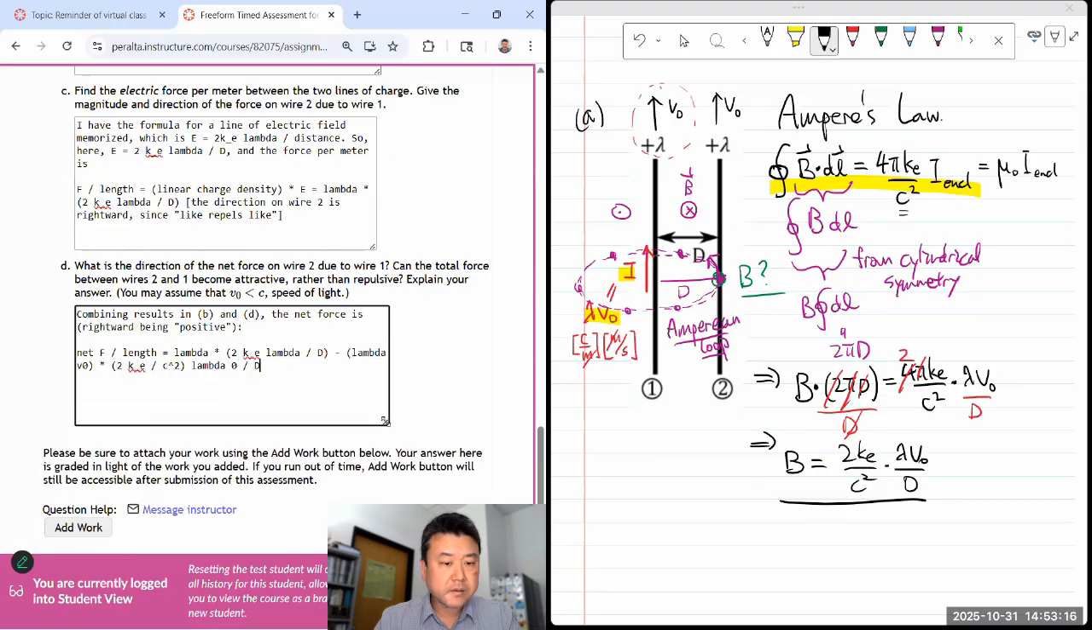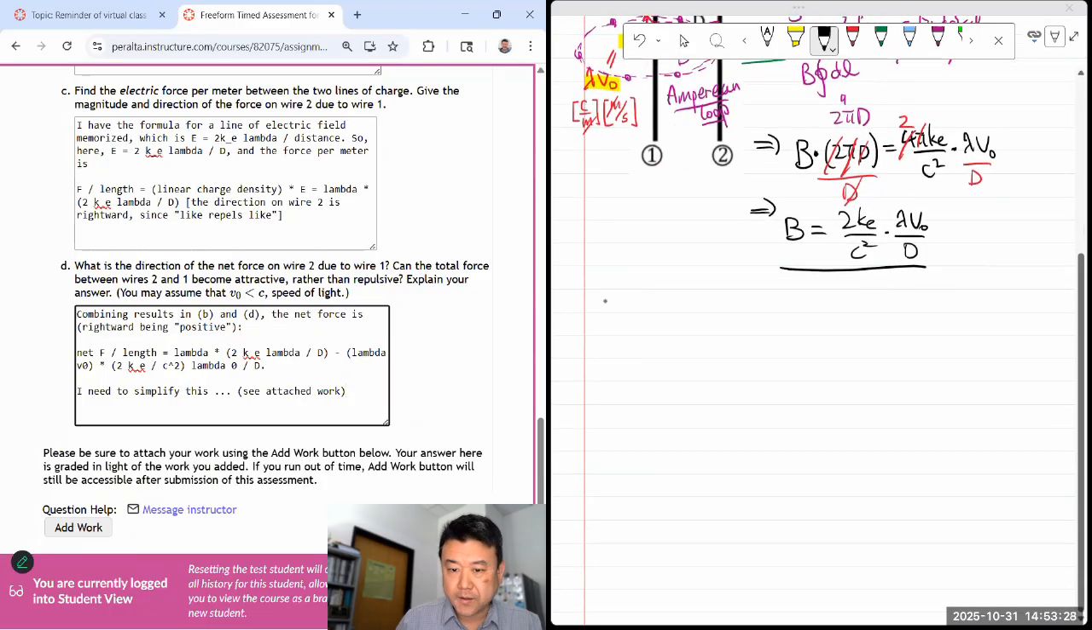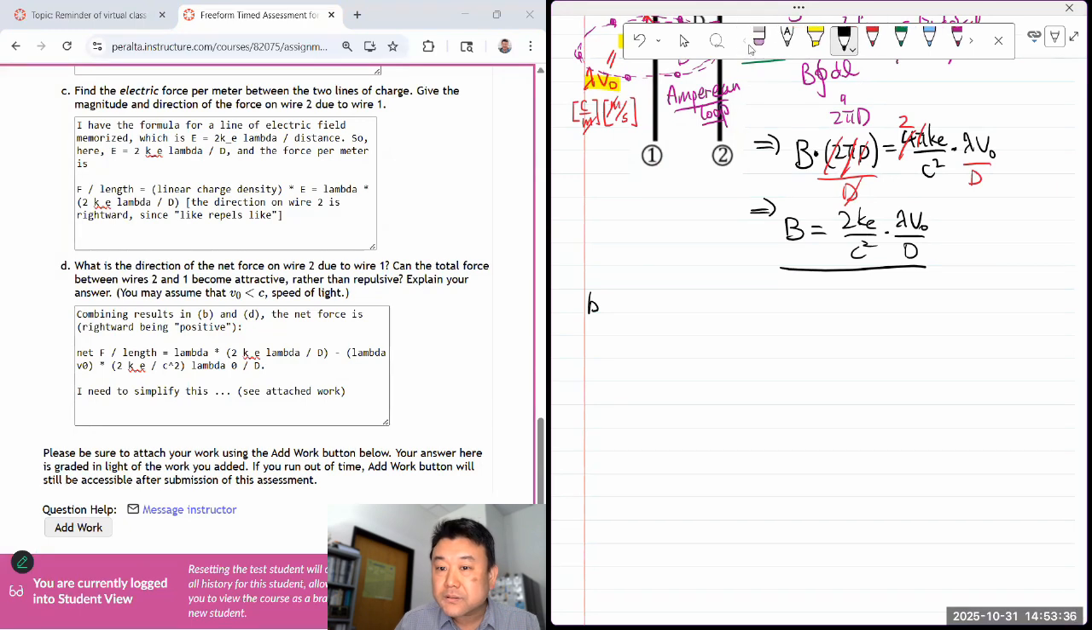And I need to simplify this, C attached work. I think I have time to do more work here, so let me write it out and simplify it this way. Typing and simplifying is annoying. It's hard. It's not easy. Wait, where's my eraser? This is part D.